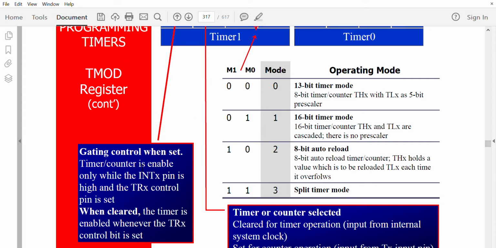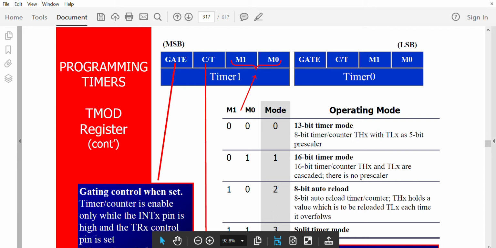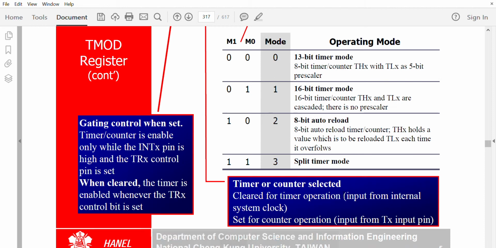Now gate. Gate is another bit, the MSB bit, D7, and here the fourth bit is D0 to D3. So gating control, when set, timer or the counter. Timer or the counter depends on the C bar T value.